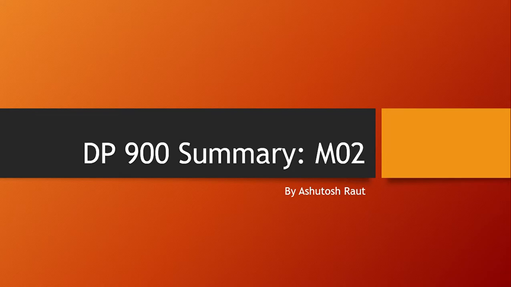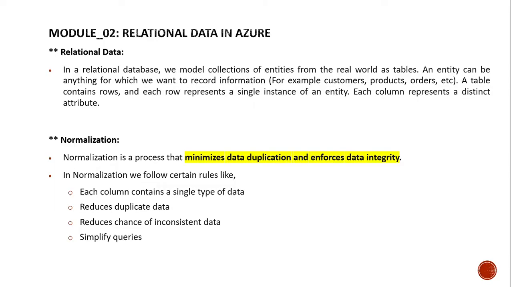In this video we'll be covering the second module. So let me start with the second module. The second module is relational data in Azure. We have already seen what relational data is. Relational data is nothing but we store data in the form of rows and columns.